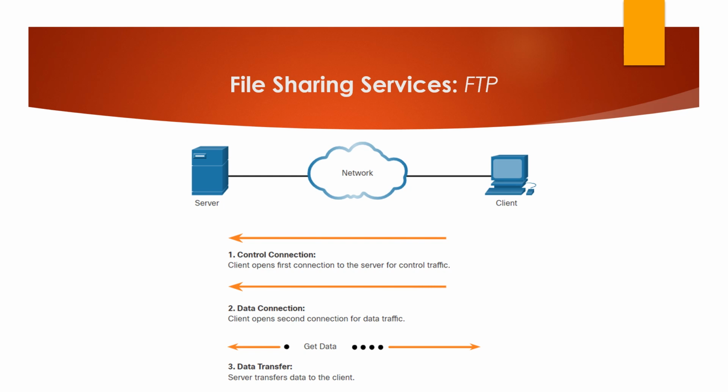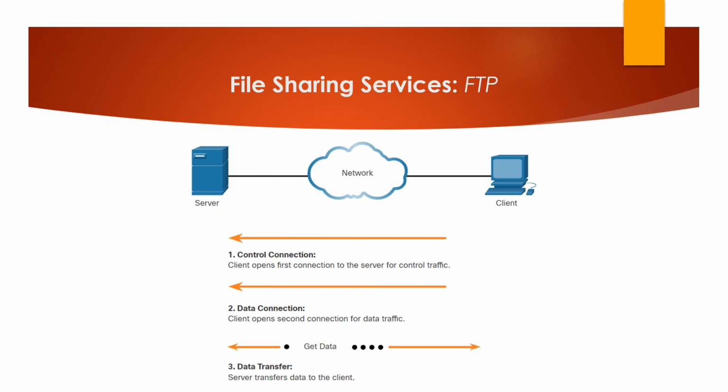The client establishes the first connection to the server for control traffic using TCP port number 21. The traffic consists of client commands and server replies. The client establishes the second connection to the server for the actual data transfer using TCP port 20. This connection is created every time there is data to be transferred. The data transfer can happen in either direction. The client can download data from the server or the client can upload data to the server.